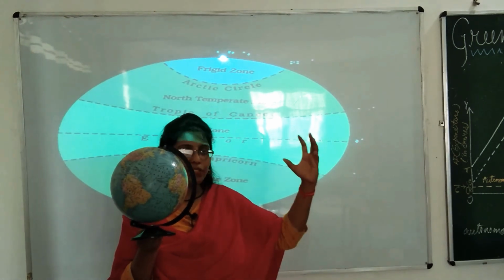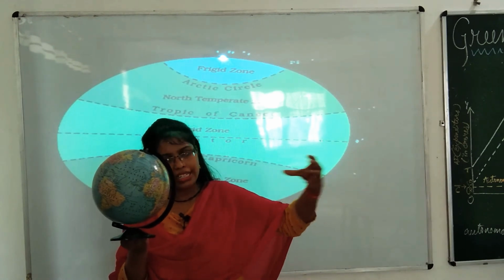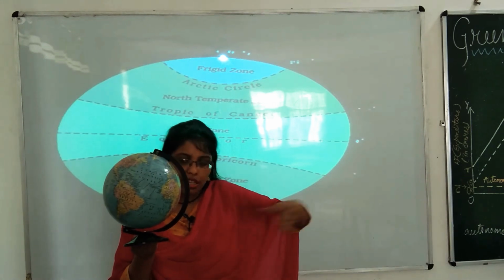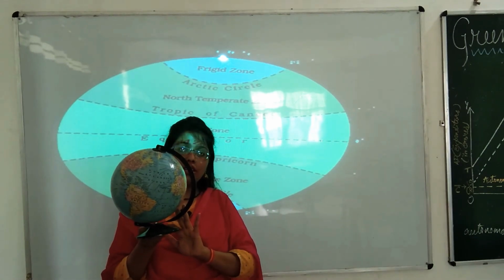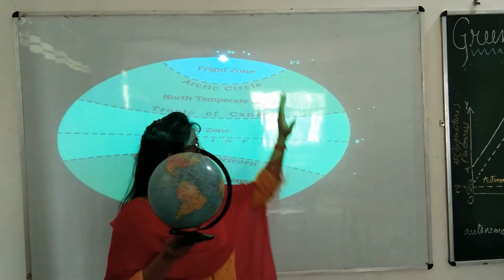Why? Because if this is the sun, the sun rays are reaching directly on the equator, and they will be slanting on the north and south pole. They will not reach directly. So that is why it is cold at the poles, whereas near the equator it is hot. That is what we are going to study here.